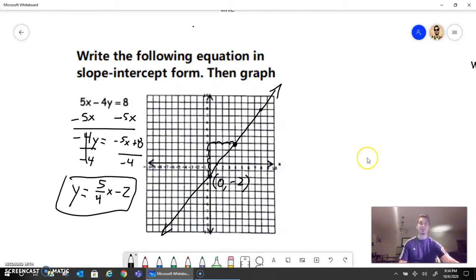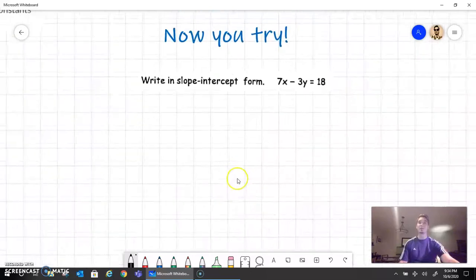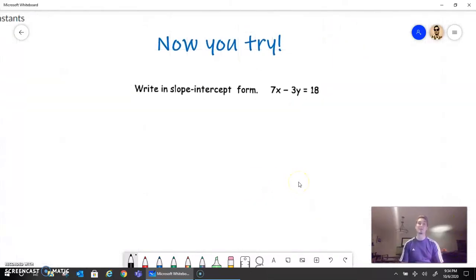All right, let's continue. I want you to pause the video. You will not have to graph this one, but I want you to write this equation that's currently in standard form. I want you to write the equation for this line in slope-intercept form. Pause the video and come back.